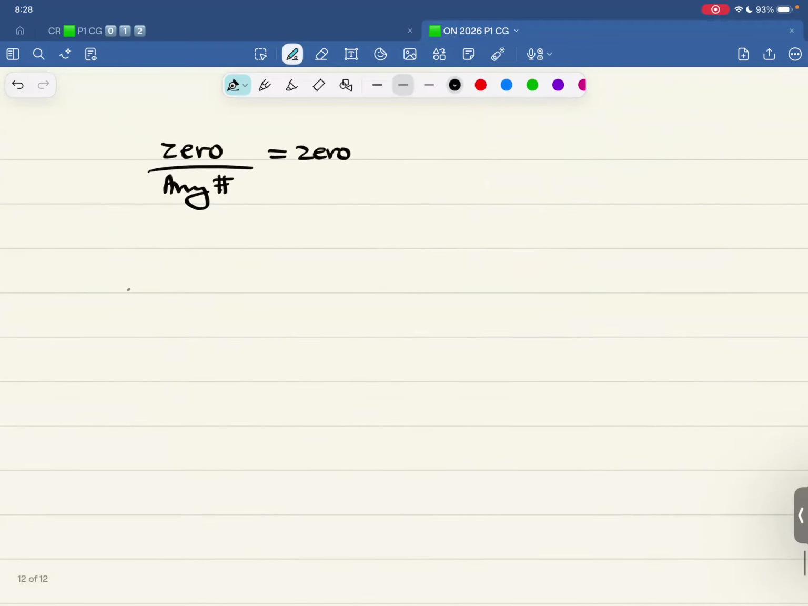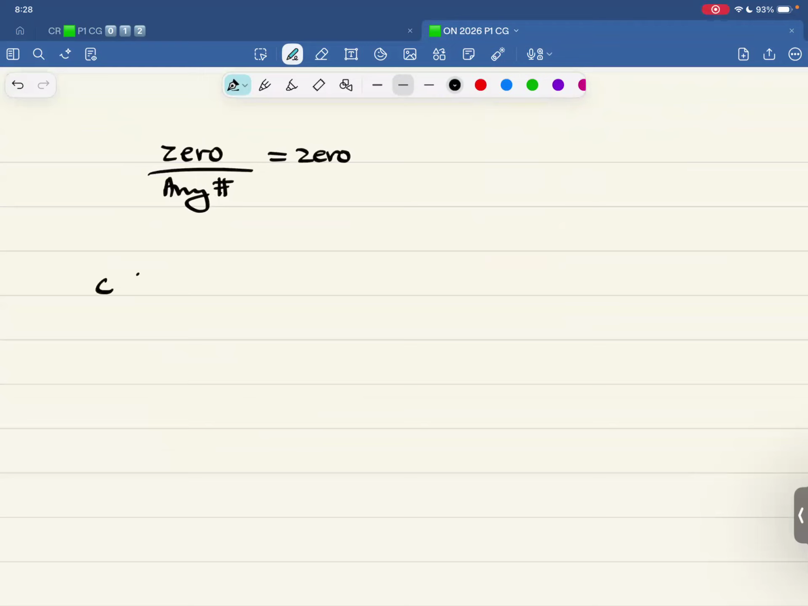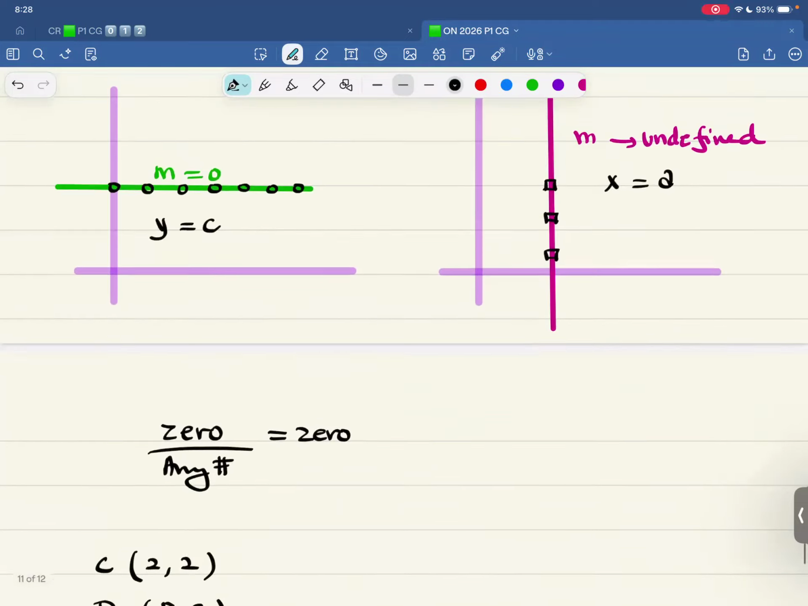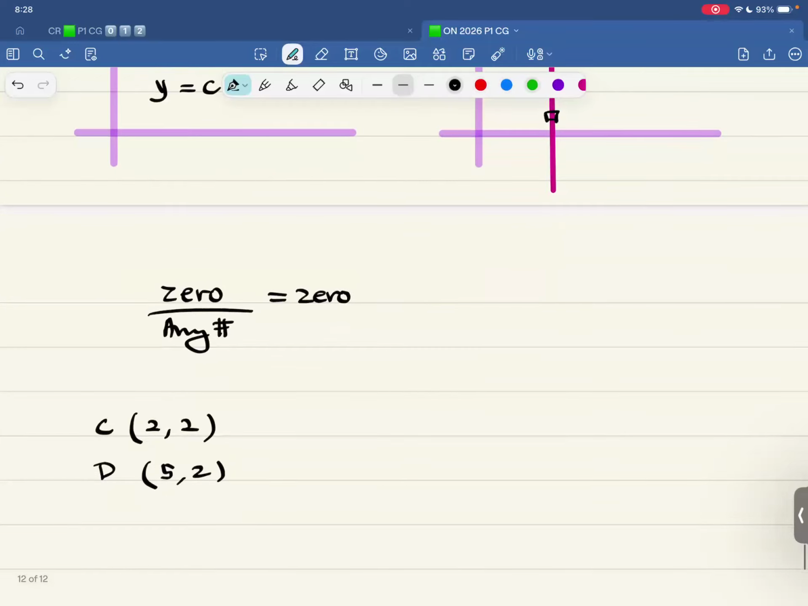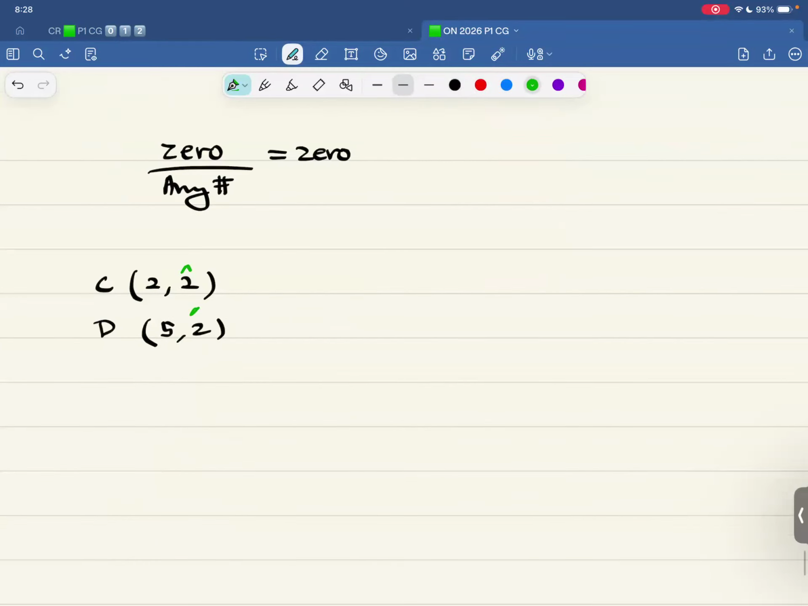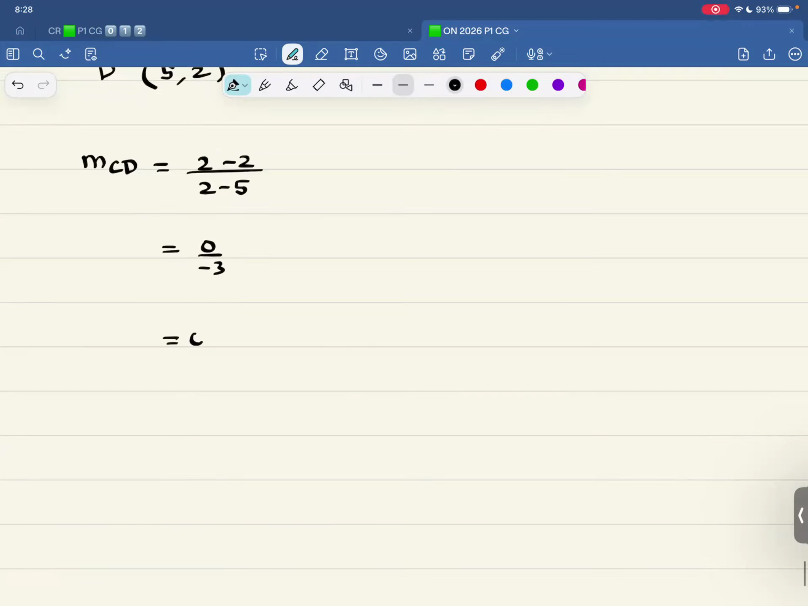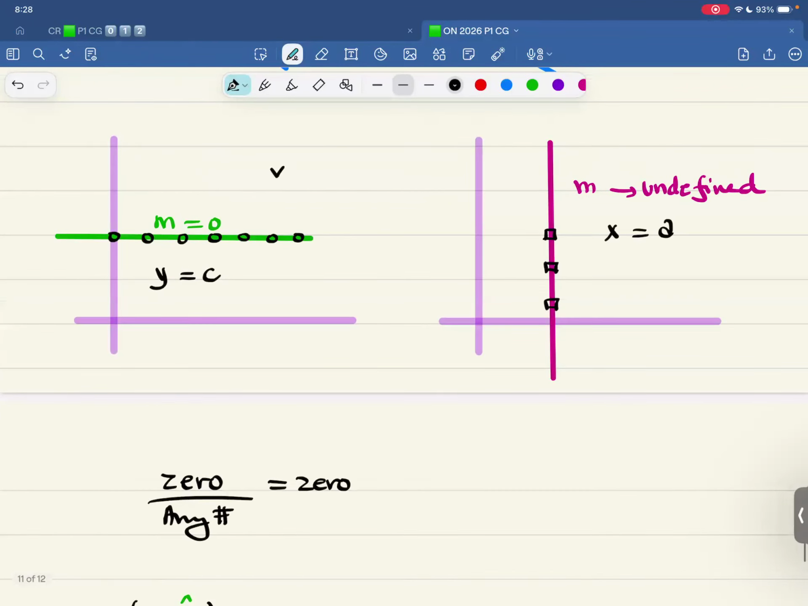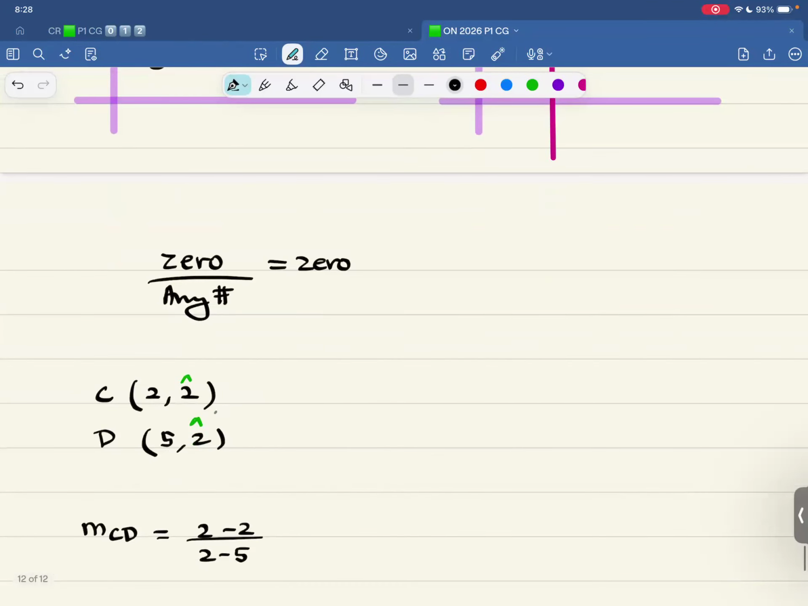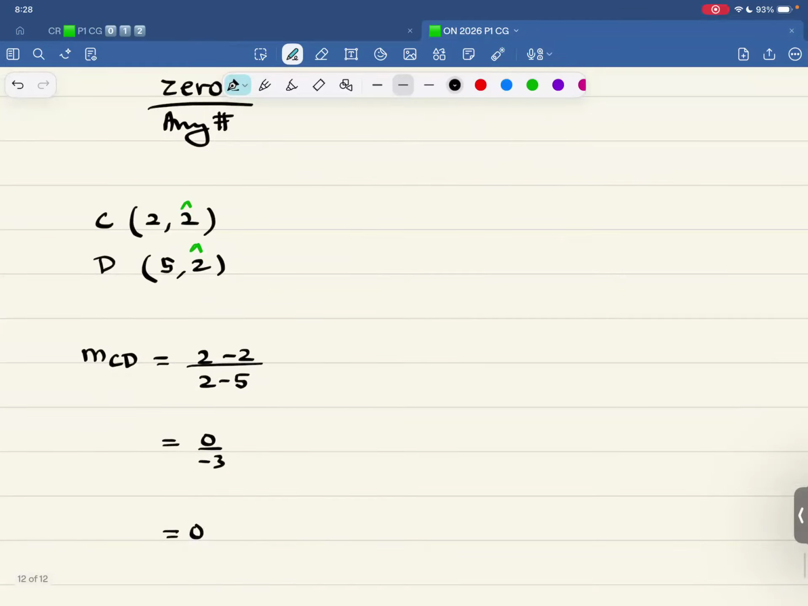So let's say I have a point C (2, 2) and a point D (5, 2). What is not changing? The y coordinate is not changing. So if I calculate the gradient of CD, that is (2 minus 2) over (2 minus 5), which is 0 over negative 3, which is 0. So that falls into this category. Got the idea? Because there is no change in y, the gradient is 0.